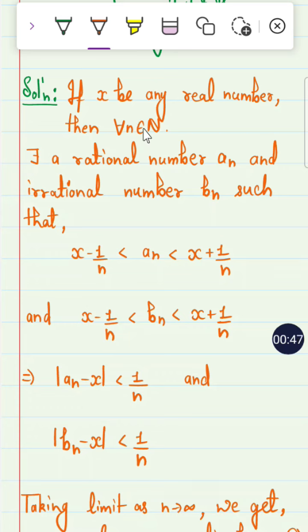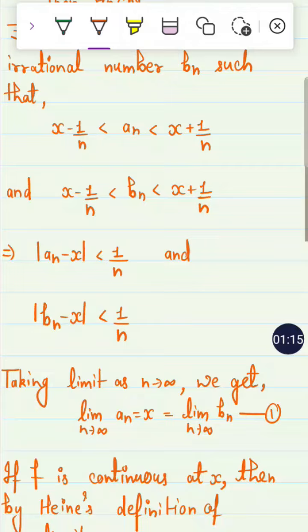If x is any real number, then for all n in N there exists a rational number and an irrational number. Let a_n be a rational number and b_n an irrational number. Then by the density property, between x minus 1 over n and x plus 1 over n, between two real numbers there exists a rational number and an irrational number, right? So this implies that mod of a_n minus x is less than 1 over n, and mod of b_n minus x is less than 1 over n, right?